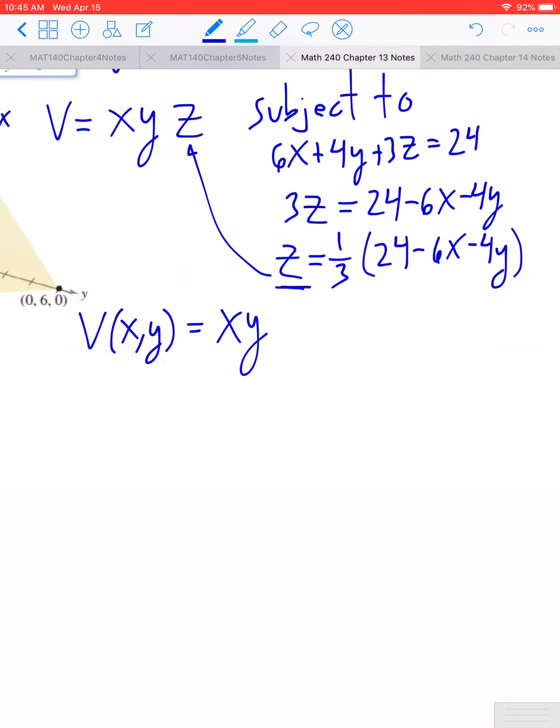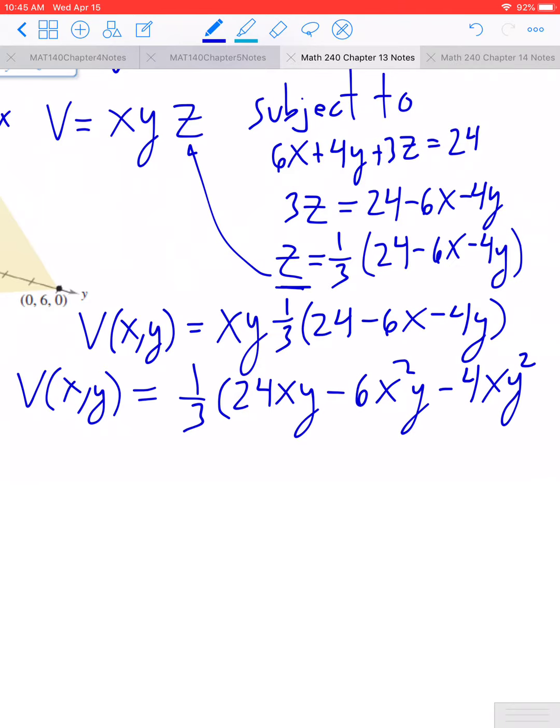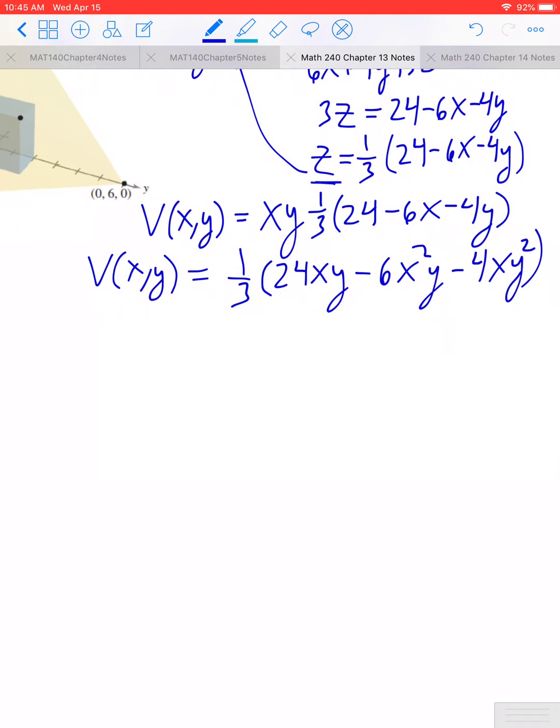It's x times y times 1/3 times 24 minus 6x minus 4y, or I'll just keep the 1/3 on the outside. If I distribute the x and the y in, we get 24xy minus 6x squared y minus 4x y squared. And we want to maximize this. Let's go ahead and see if we can find our critical points.